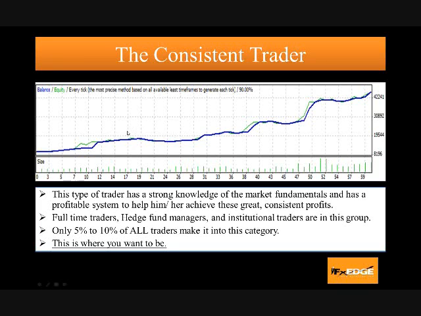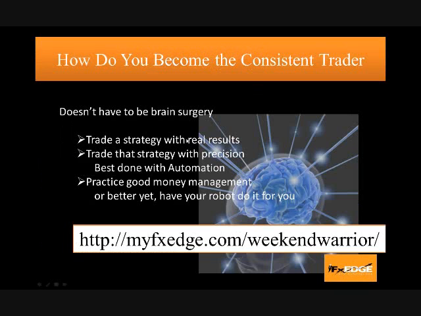This is obviously where you want to be. This is where you want your equity curve to be. This is what you want it to look like. You want it to be going up. You want it to be preserving your capital, your capital appreciating, and then you want it to have nice big spikes when the market is feeling generous and wants to give you those opportunities. So how do you become this consistent trader? It doesn't have to be brain surgery. You trade a strategy with real results.